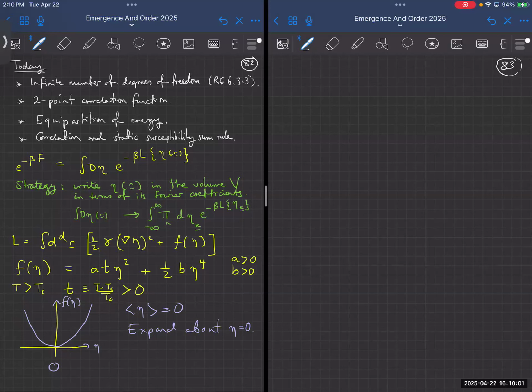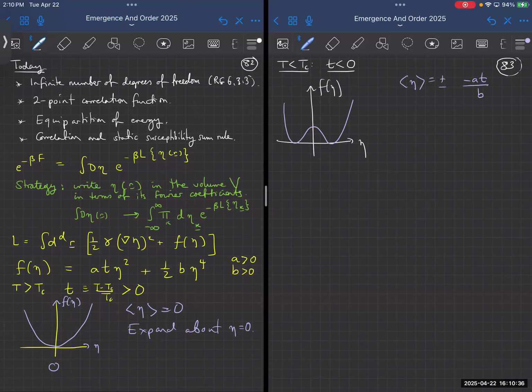For t less than Tc, we have a slightly different picture. We're going to be generalizing this to continuous symmetry systems later. So now in this case, the free energy looks like that, and our potential has now got a double well like that. And we know that the expectation value of eta is going to be plus or minus the square root of a t over b, and then we're going to be looking at fluctuations about that.